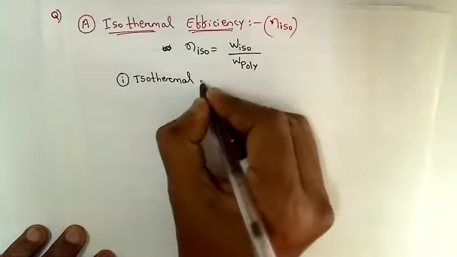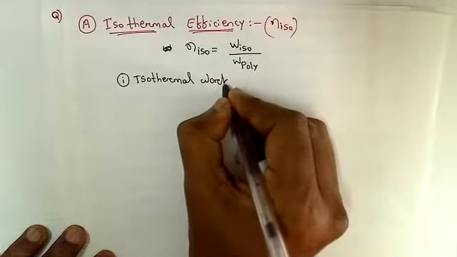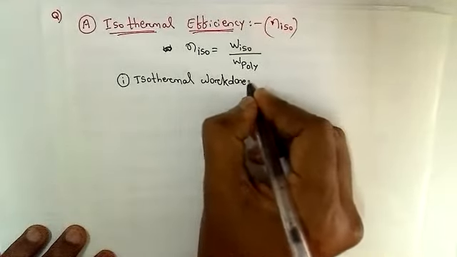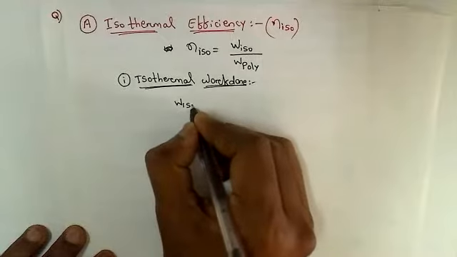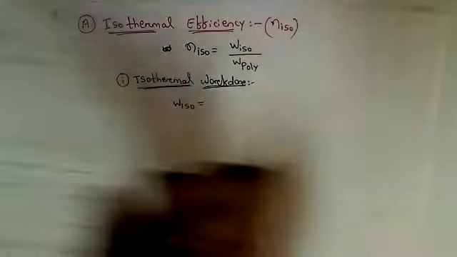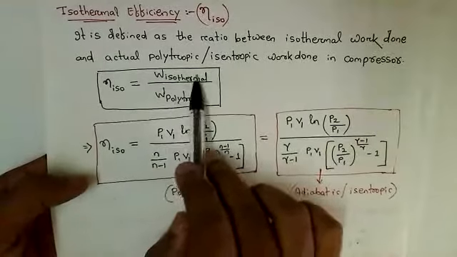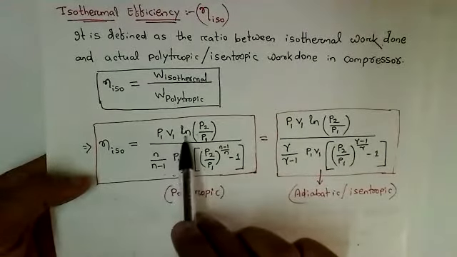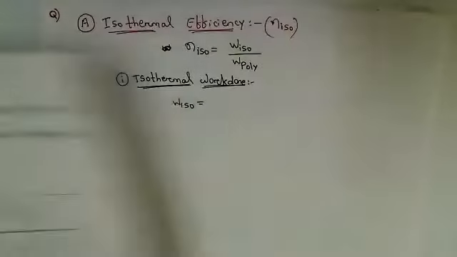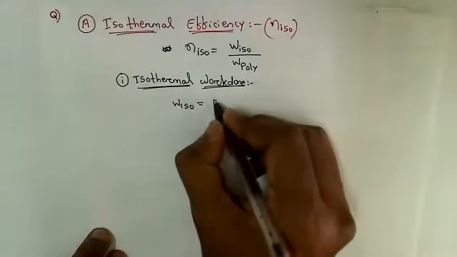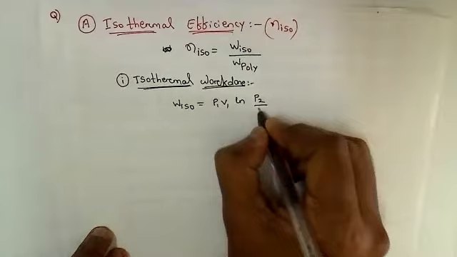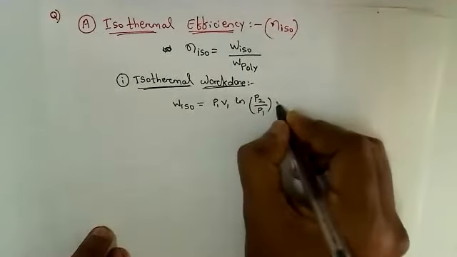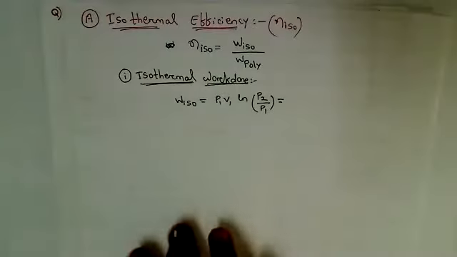First here we will calculate isothermal work done. What is the formula to calculate isothermal work done? W iso. I have already written it here. For isothermal work done, the formula is P1 V1 ln P2 by P1.